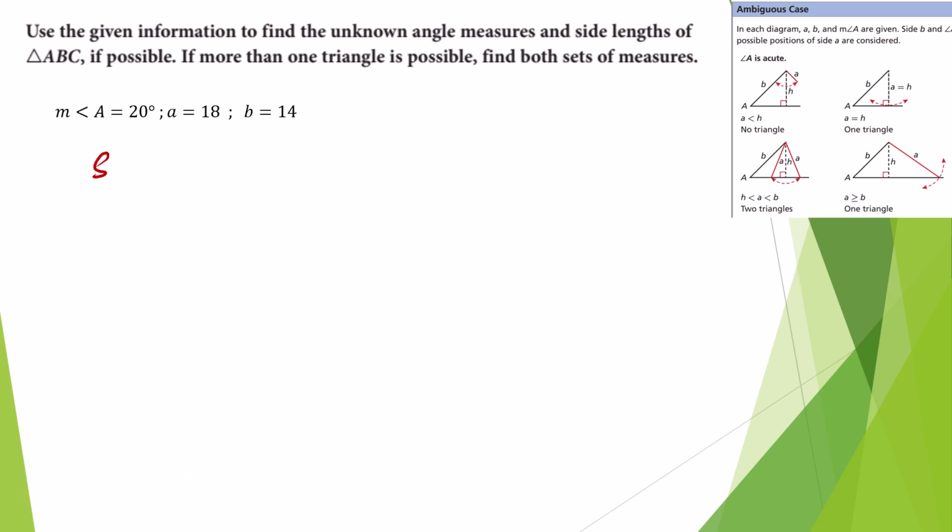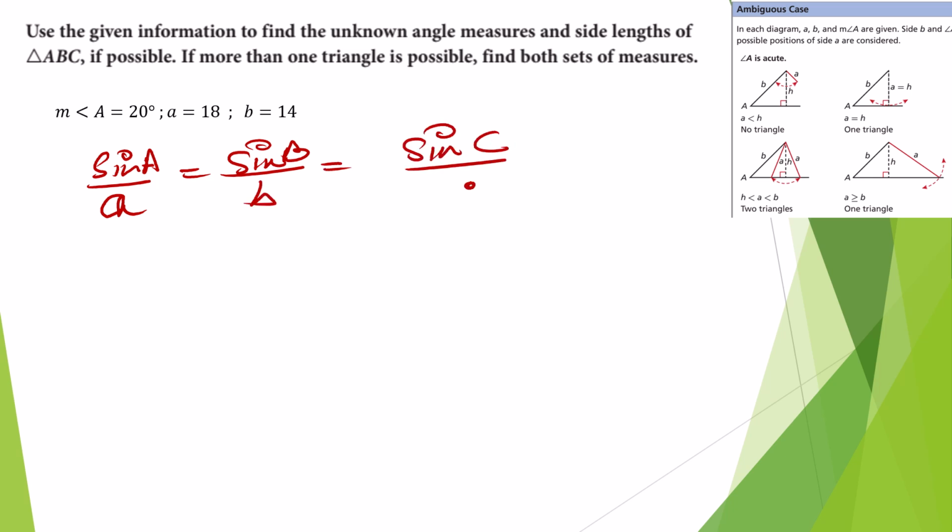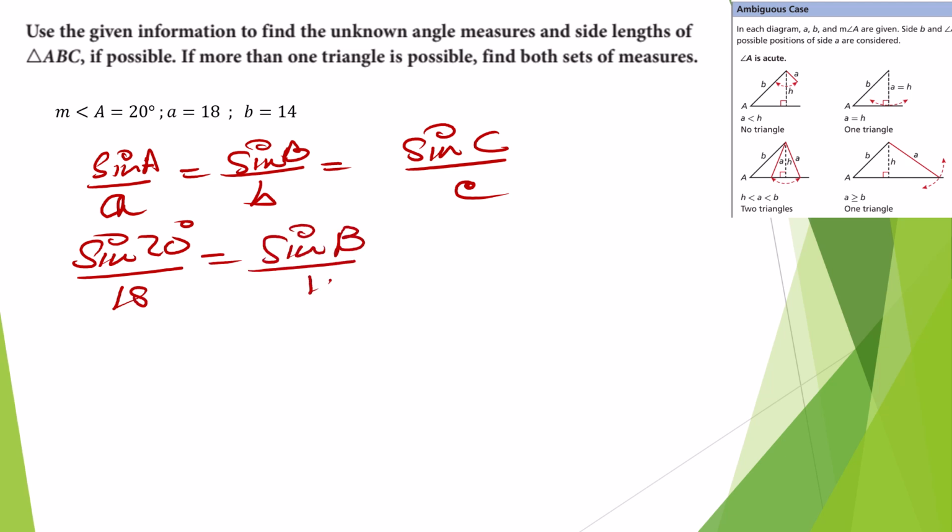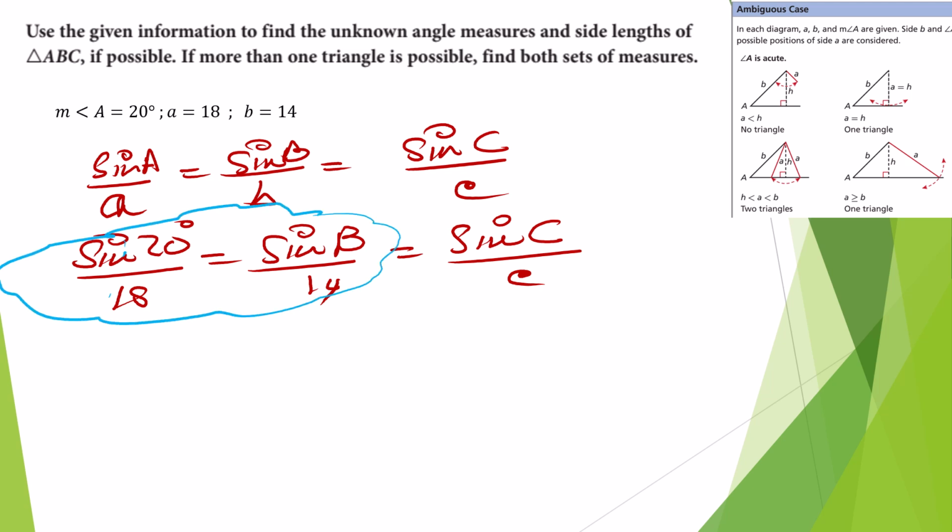We know the formula that sine A over A equals sine B over B equals sine C over C. Okay, what is capital A? It is 20 degrees and small a is 18. Sine B I don't know and small b is 14, and I don't actually need sine C. So the two things, sine 20 and 18, are given to me, so I will use this side first to find out my angle B.